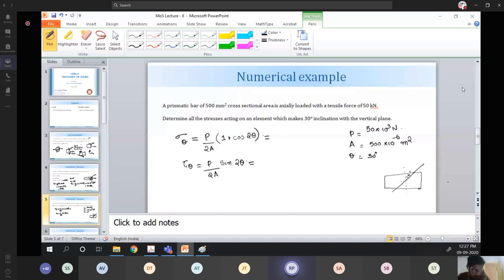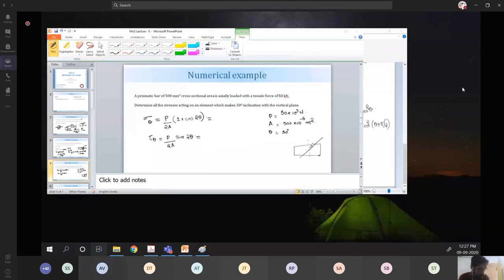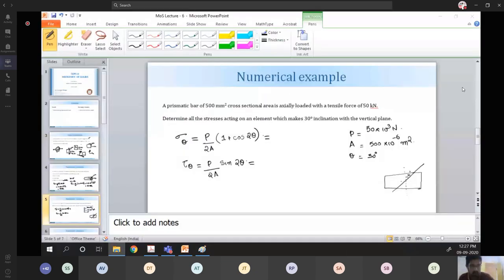Calculate tau theta also and the complementary stress also. So tau theta is 43 megapascals. Yes, sir, got it, sir. Right, understand. That made me confused for a minute.